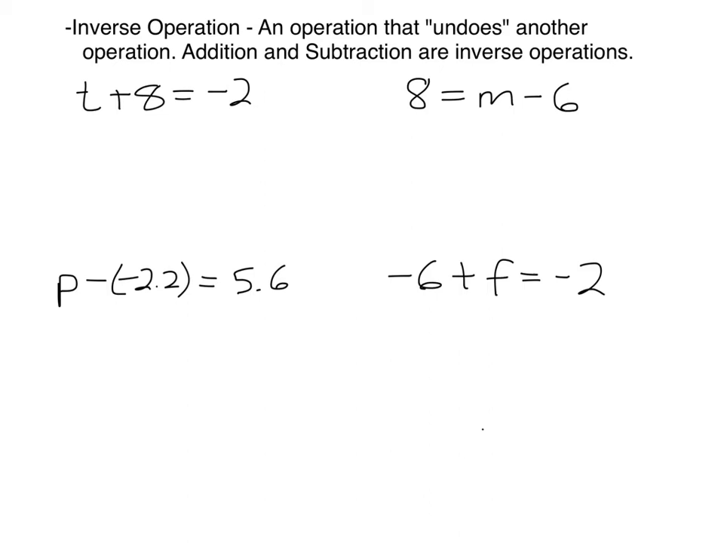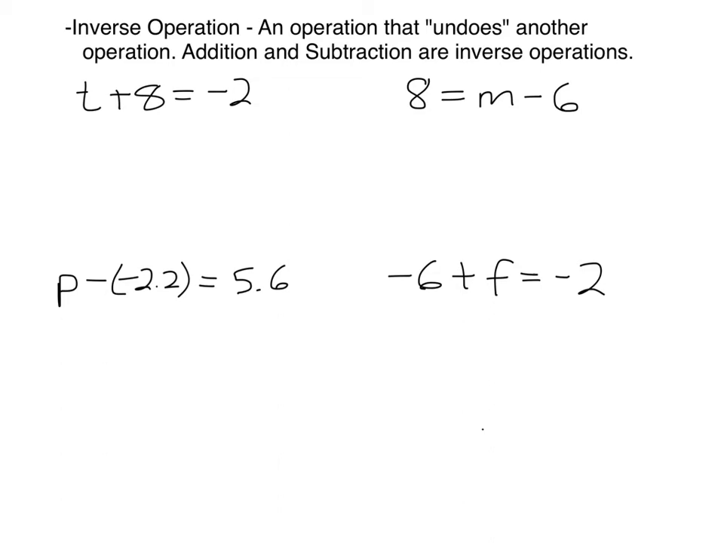Now, we can use these properties of equality, the addition and subtraction properties of equality, to solve any type of equation that involves addition or subtraction by looking for what's called the inverse operation. An inverse operation is an operation that undoes another operation. And addition and subtraction are inverse operations because they can undo each other.